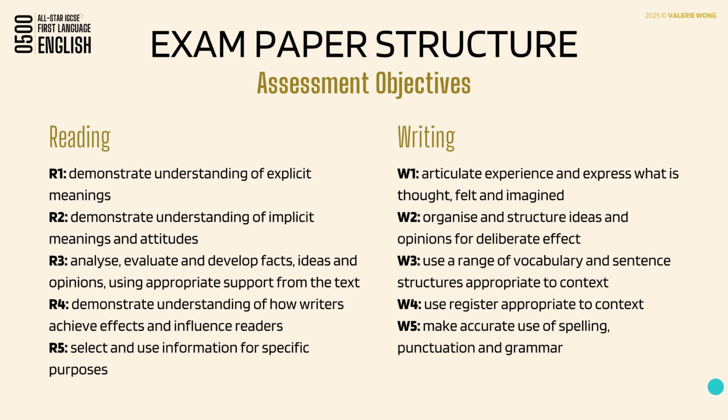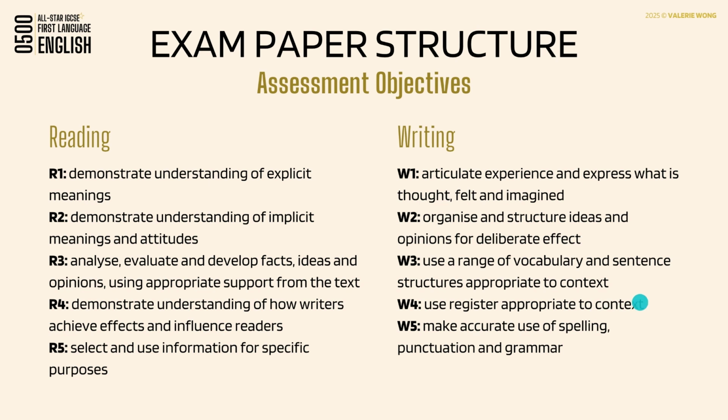Writing points. Objective number 2. Write accurately and effectively using standard English, the English I'm speaking now, and also you can write in modern English appropriately. Now, writing point 1. Articulate experience and express what is thought, felt, and imagined. So you write convincingly to convey real and imagined experience, thoughts, and feelings.